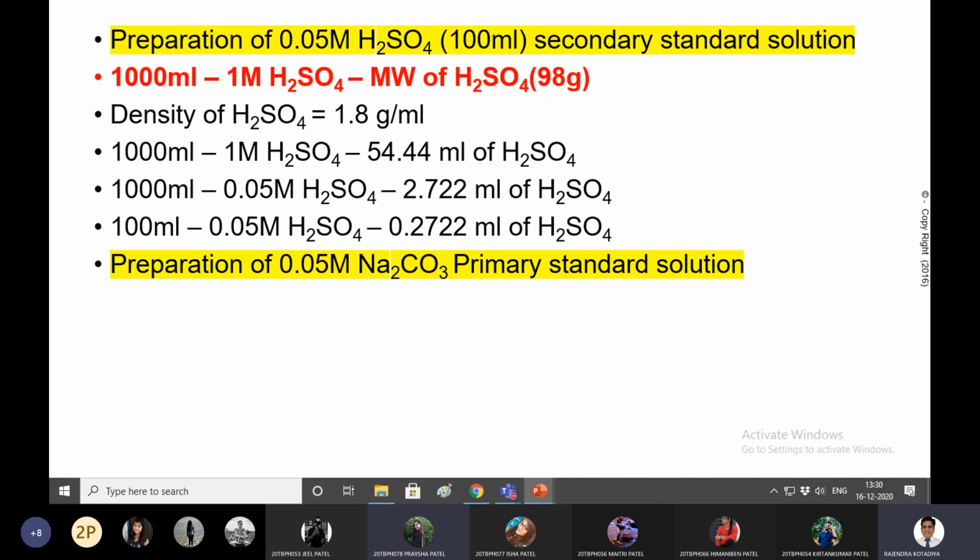So here we convert it into mole. 1 mole of sodium carbonate, we need to convert it into grams. So we multiply mole into molecular mass. Can we use this red color highlighted statement, 1000 ml H2SO4 1 molar is equal to molecular weight of H2SO4? So can we apply that equation over here?